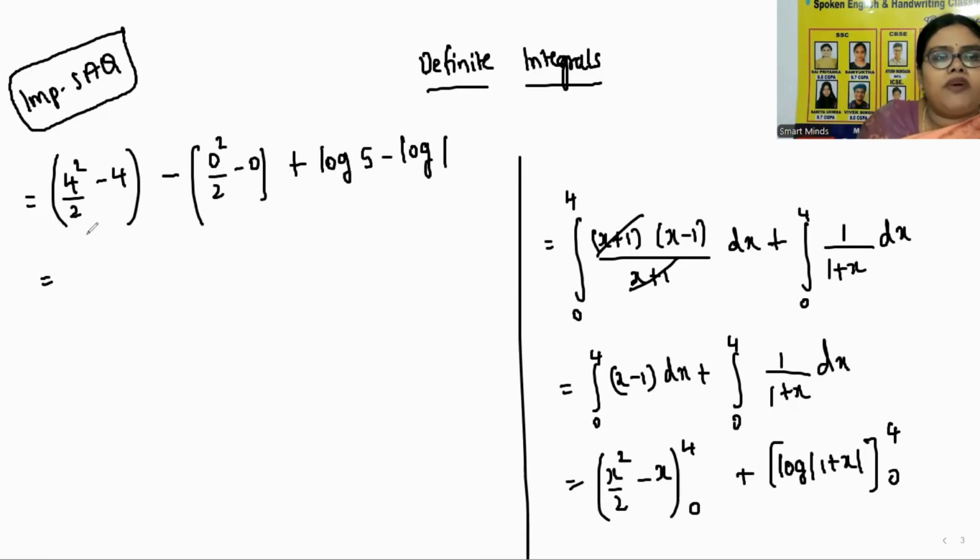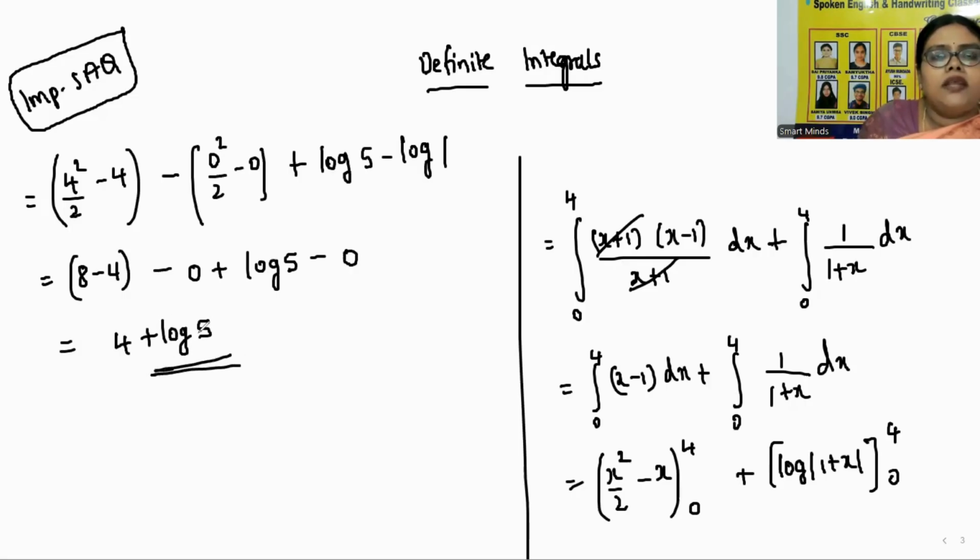So now you simplify this. 16 by 2 is 8. 8 minus 4 minus this is 0, plus log 5 minus log 1 is 0. So finally you will get 4 plus log 5. This is the answer. And always remember, the answer for definite integrals will always be a constant.